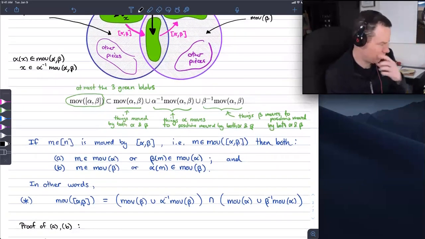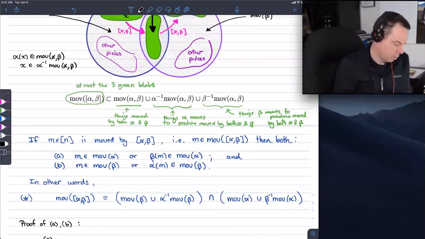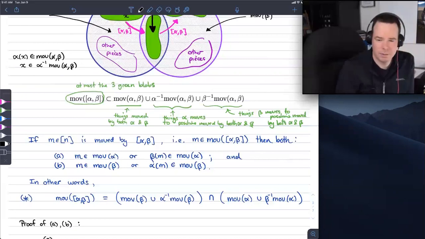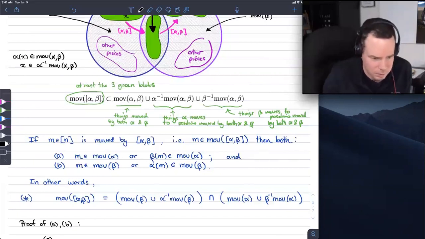We're going to put it under firm foundation here. So what do we have? Well, what I want to do is try to figure out what are all the pieces that alpha, beta, the commutator alpha, beta moves. What are all the things? Can something in the blob not be moved?